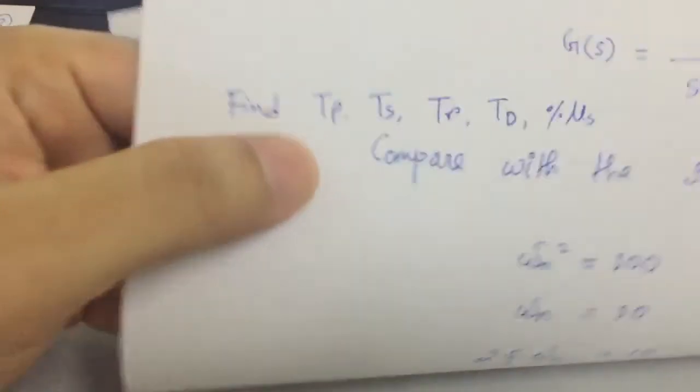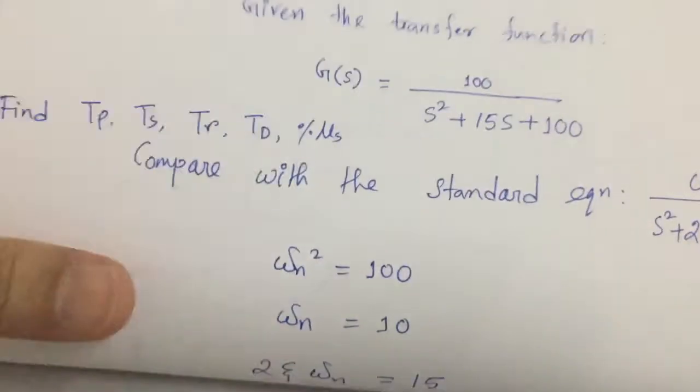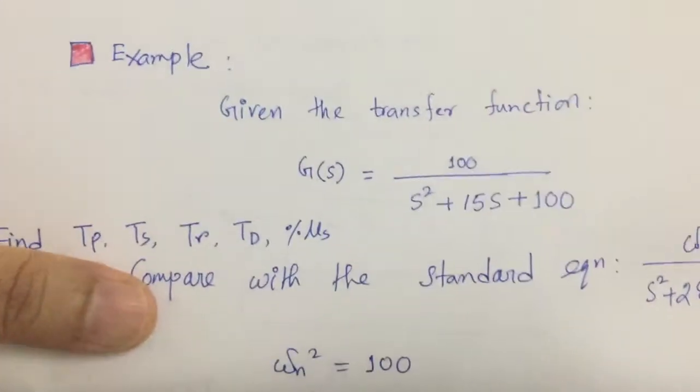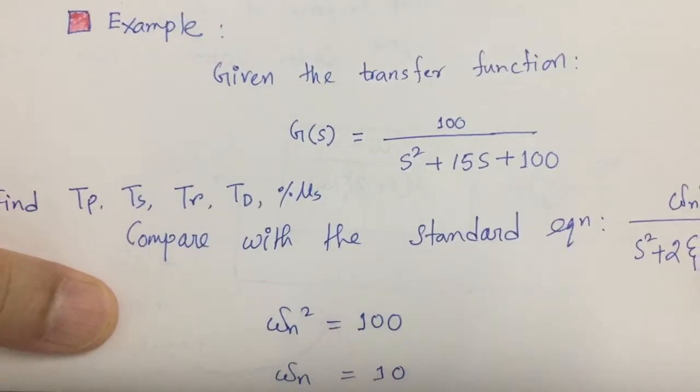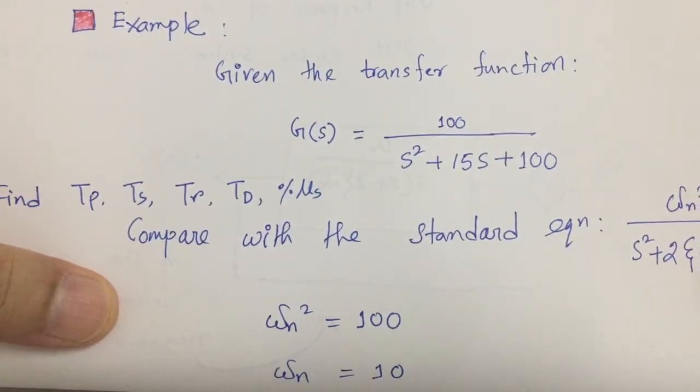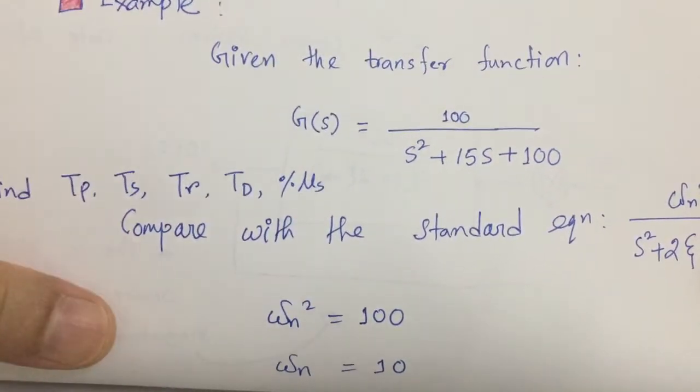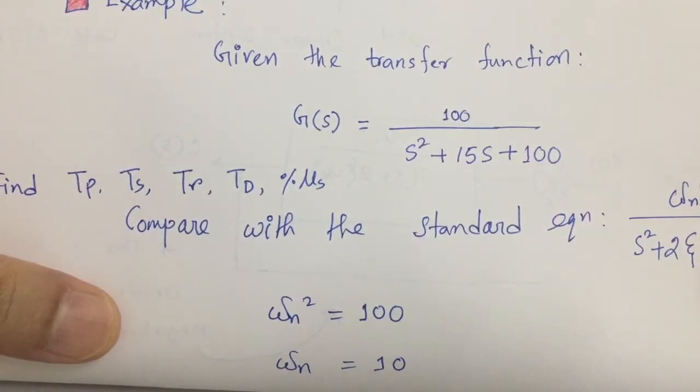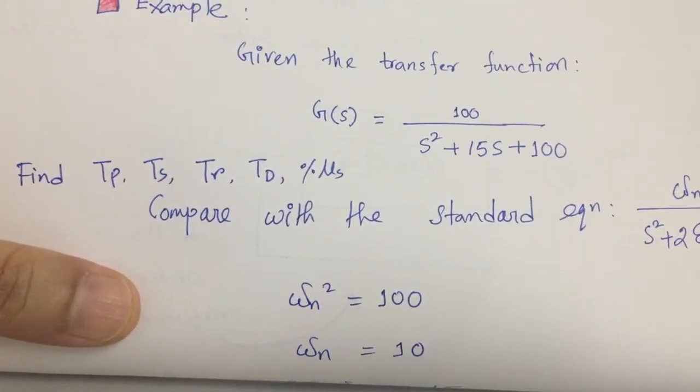Okay, that's all for this slide. So now let's see an example. You know that I always take the example from the book. One of the examples is given a transfer function G(s) equal 100 divided by s square plus 15s plus 100. Find the Tp, Ts, Tr, all this.